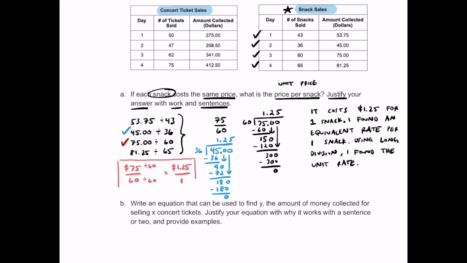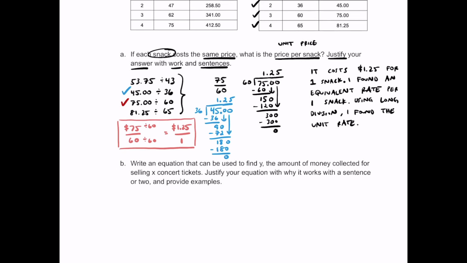So you could also do something like this. I know if you've learned it this way or you've been practicing it this way, that's also another way to go about it. But just showing you a couple different ways you could answer this question. Okay, different ways of laying it out, but in the end, it still costs $1.25 per 1 snack. All right, let's take a look at part B.